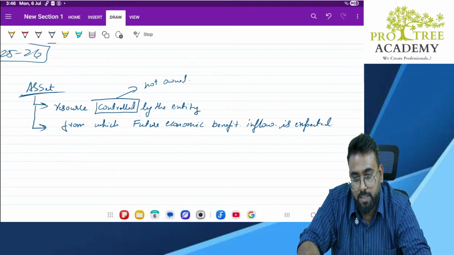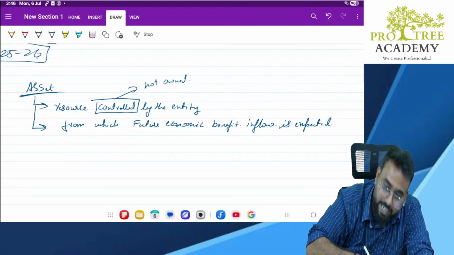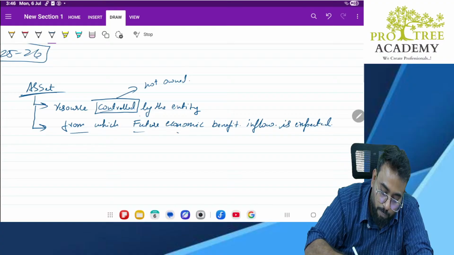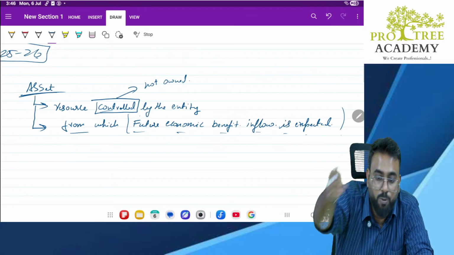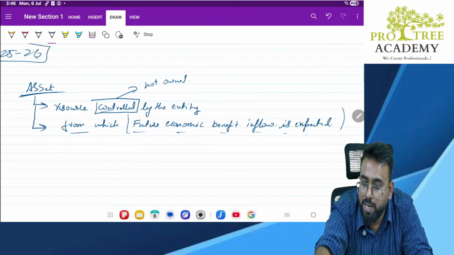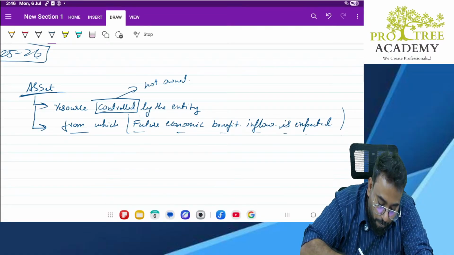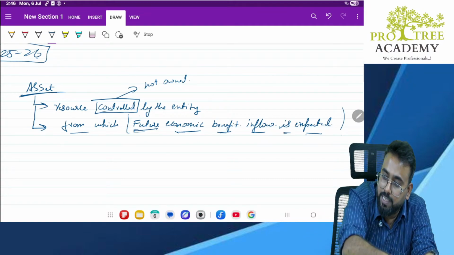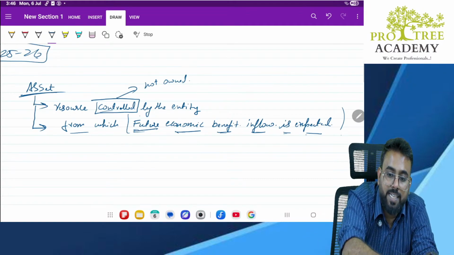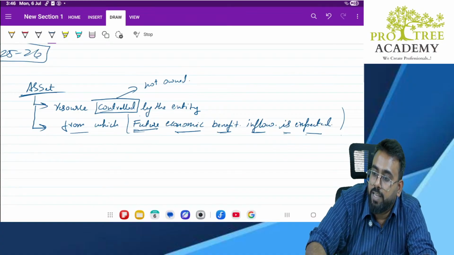Yes or no? Yes. Now you read the definition carefully. Laptop is a resource controlled by the entity from which future economic benefit inflow is expected. How, sir? When a sale happens, you raise the bill, and that bill is given. Based upon the bill only, the customer will make the payment. So, future economic benefit inflow is expected. That means by using this laptop, I can get some economic benefit. Everybody is following? I generate the bill, I take the money.